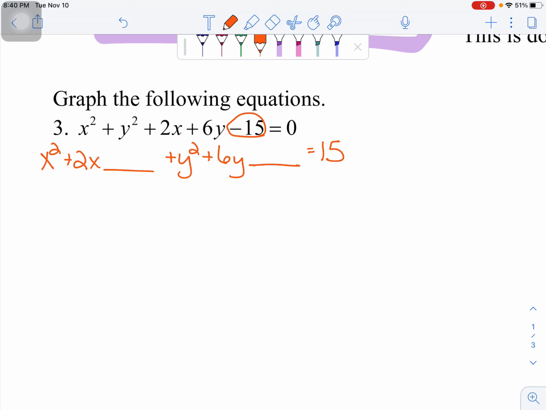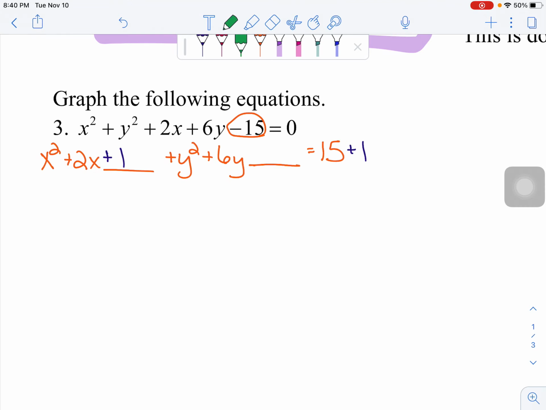Now, I need to complete the square for x, so let's do that. To complete the square, remember, you're going to take your b value, which in this case is 2, chop it in half, and square it. So 2 chopped in half is 1, 1 squared is 1, I'm going to add 1 here. Now, if I add 1 to complete the square for x, I need to come over to the right side and also add 1, so plus 1.